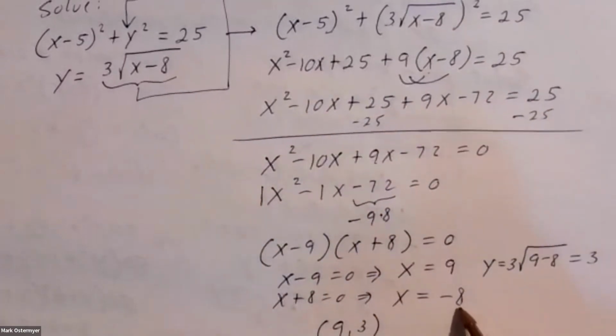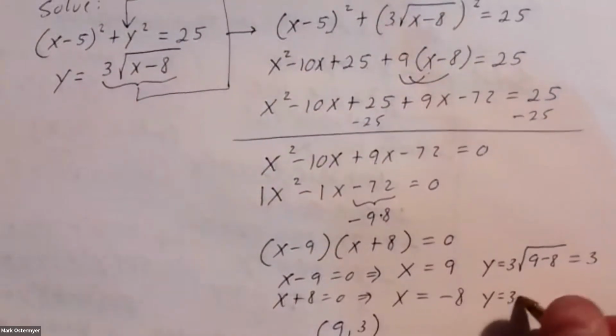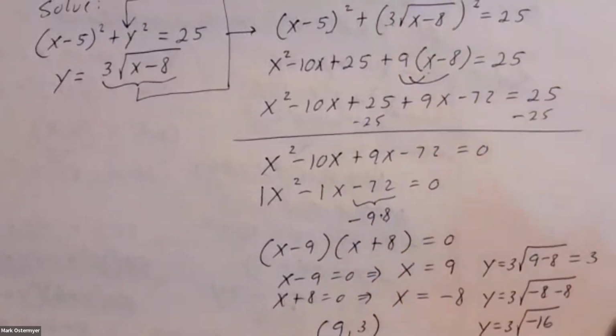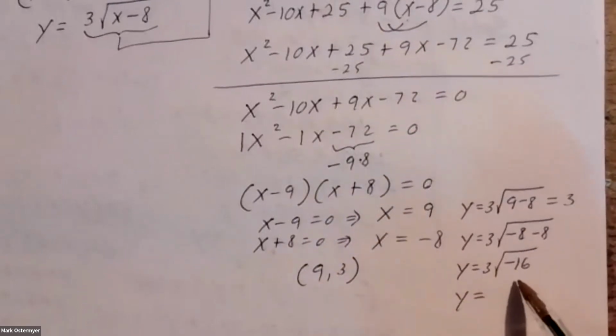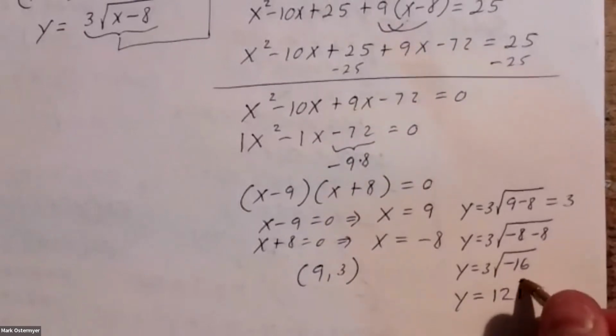When x is equal to negative 8, put negative 8 in here. y is going to be 3 times the square root of negative 8 minus 8. y is equal to 3 times the square root of negative 16. Now, the square root of negative 16 is really 4i. And 4i times 3 is 12i.